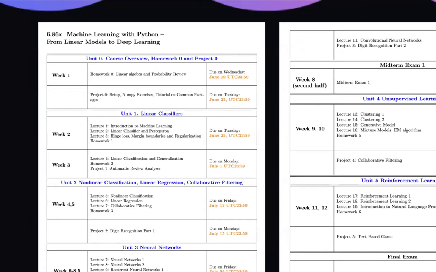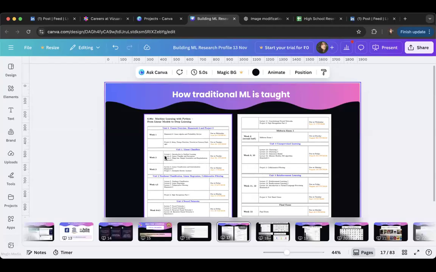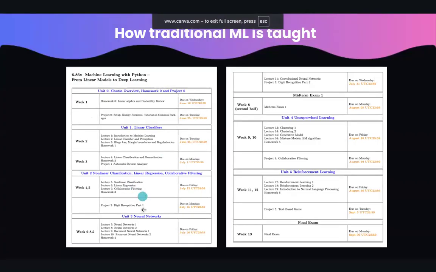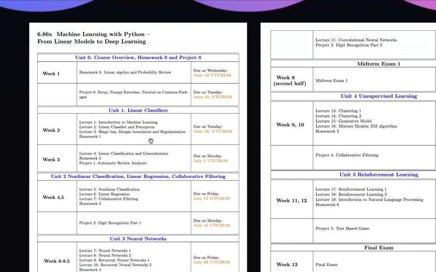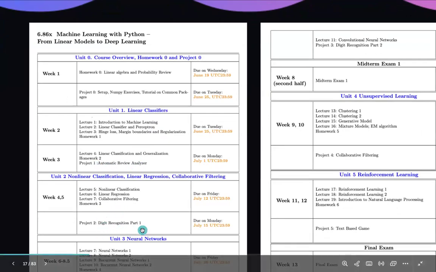Now the problem with these types of online courses is that I don't have any problem with the theory. It starts completely on a basic level. You start with linear algebra, you start with probability, and then slowly you move on to an introduction to machine learning. You move on to concepts like regression, you move on to neural networks. The only problem here is the projects. Okay, so when you look at the projects, you can see that project 1 is an automatic review analyzer. Project 2 is digit recognition.